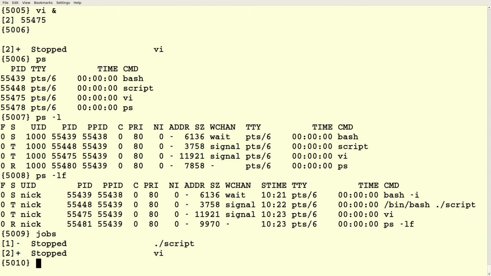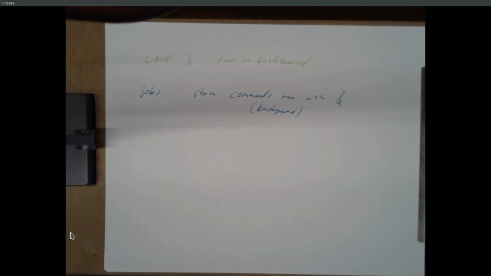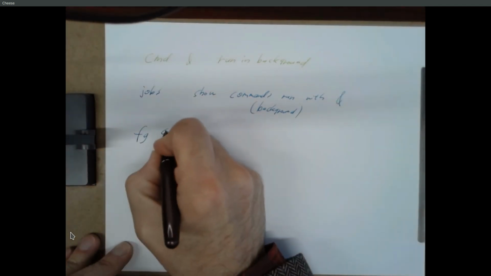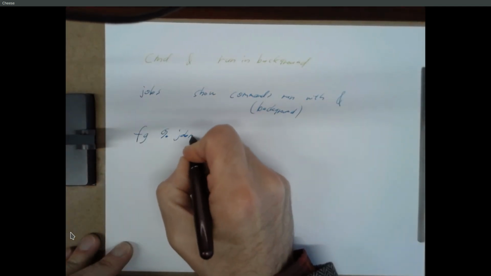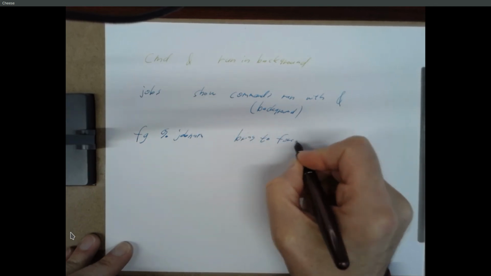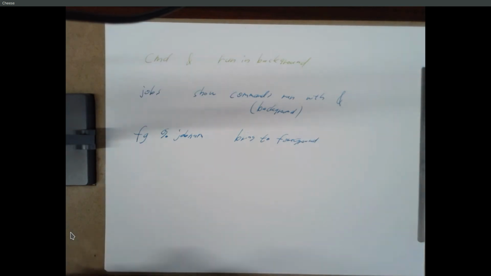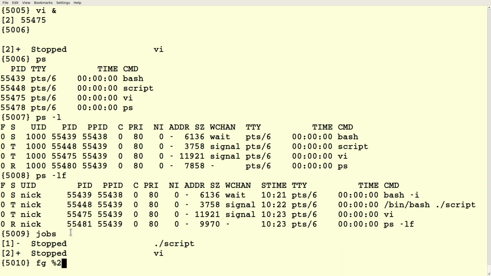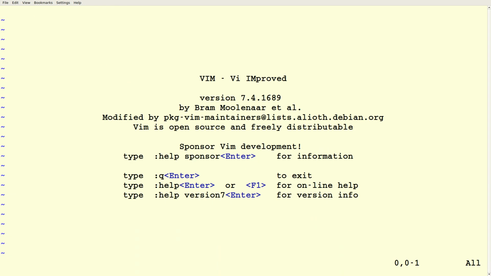If I want to switch my attention to one of these things, I can bring that job to the foreground. And you do that with the foreground command, fg. And if I want to bring vi to the foreground, I can say fg %2. So fg %job_num says bring to the foreground. And being in the foreground means it's listening to standard in. So when I do this, I'm back in my vi session.